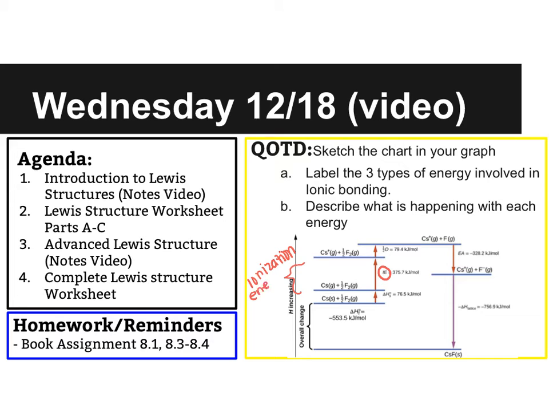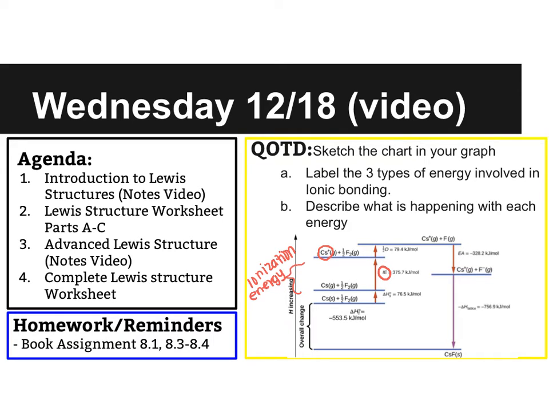I'm going to do A and B together. So the first is ionization energy. And ionization energy, this is the energy required to turn cesium into a cation, which means that we removed an electron from the cesium. Okay.